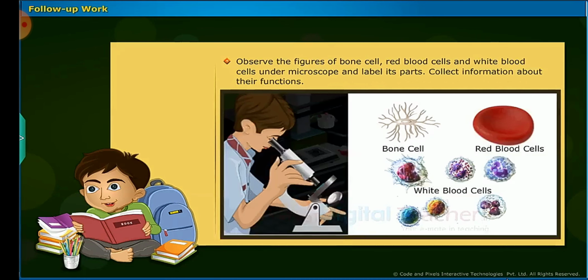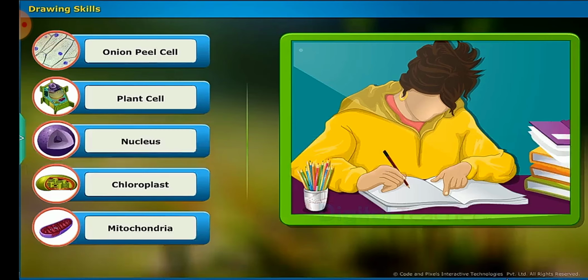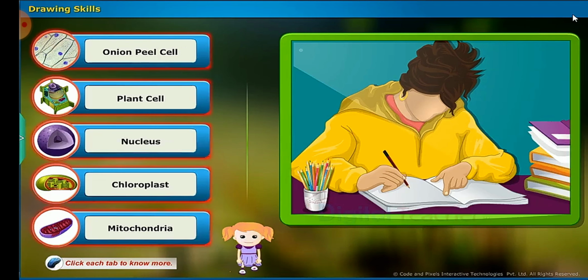Observe the figures of bone cell, red blood cells, and white blood cells under the microscope and label their parts. Collect information about their functions. Drawing skills. This section helps you to sketch images in a step-by-step manner. Click each tab to know more.